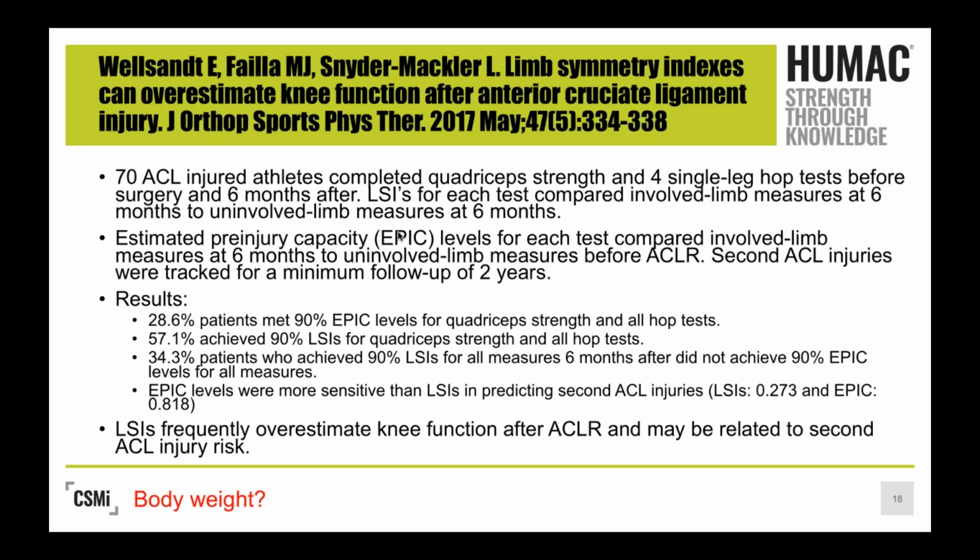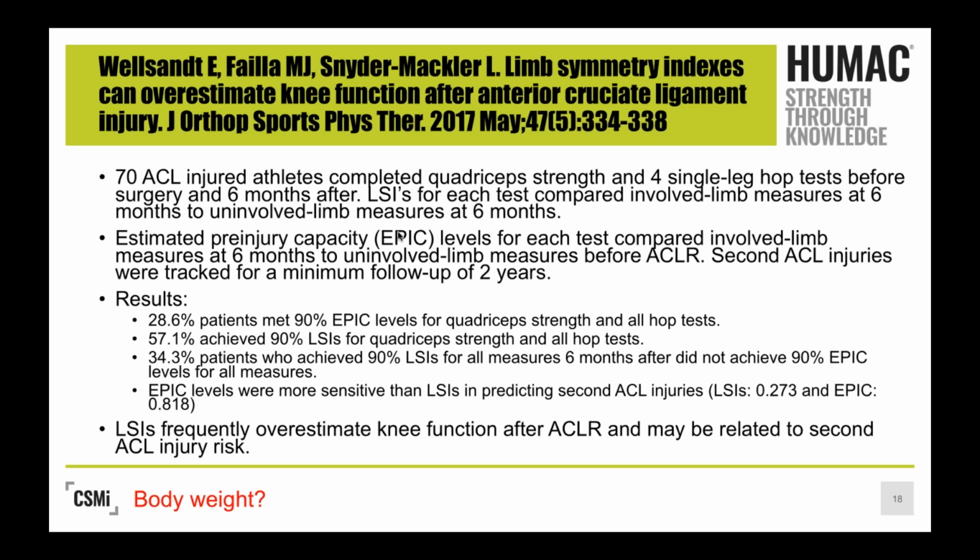So again, LSIs frequently overestimate the function after ACL. And again, John and I have known this for years. How good of a measure is it? How strong is that uninvolved limb after 6 months of not pushing its strength? But here's something to think about too. How strong was that uninvolved limb at time of tearing? Did your athlete tear their right side, but their left side was also weak and unbalanced, but they just so happened to tear that right side first? So if you're only using the uninvolved side as a comparison of readiness, you're missing the boat here.